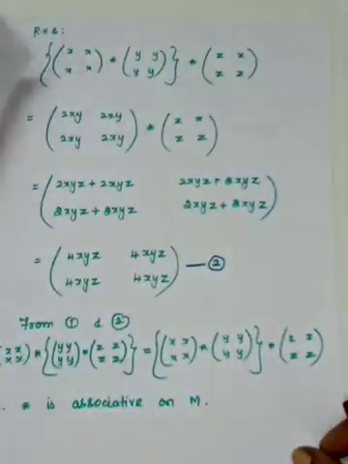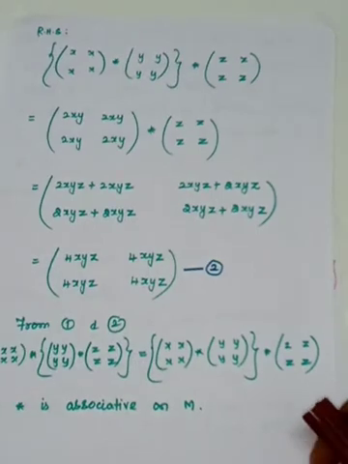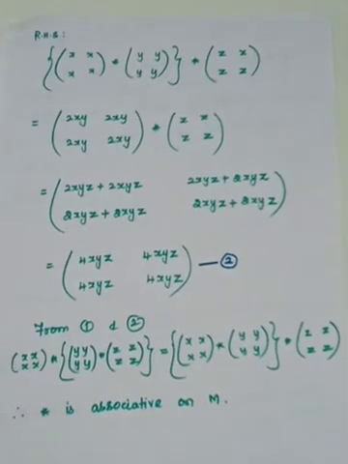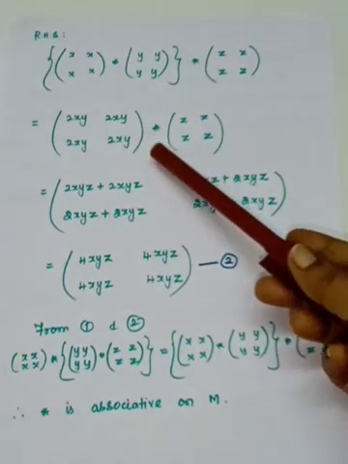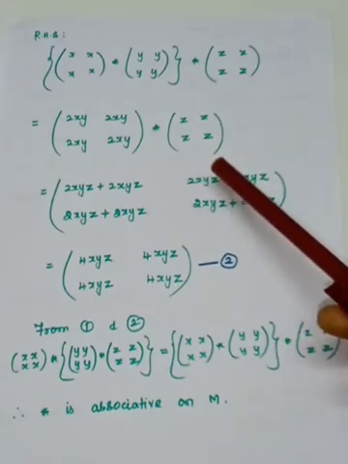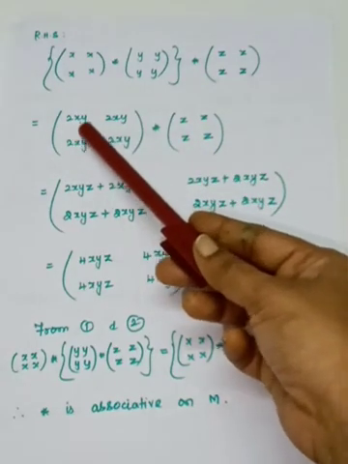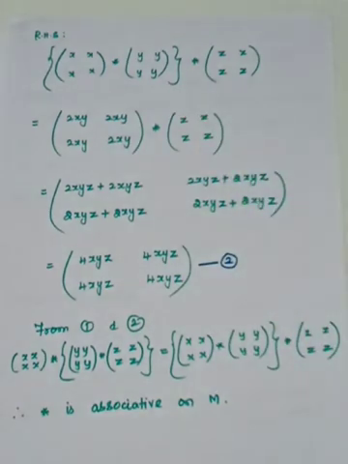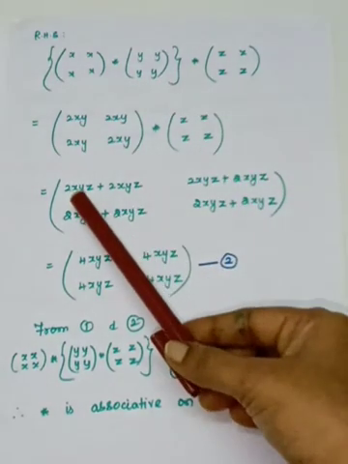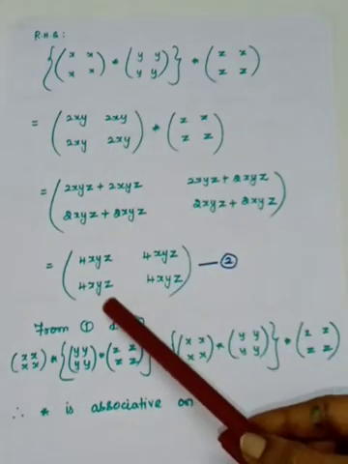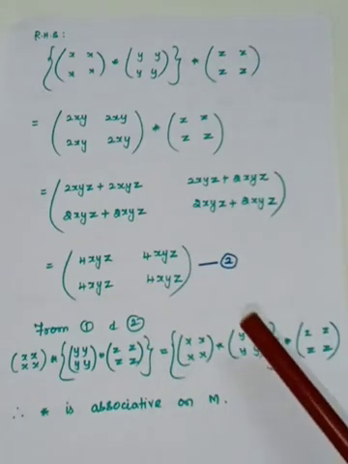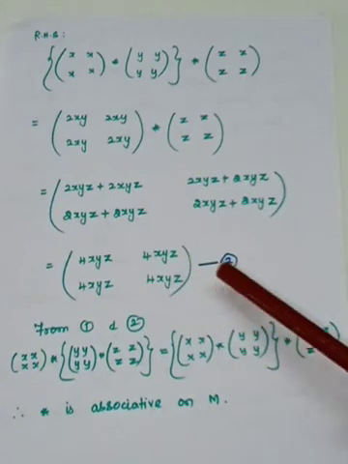Next, what do we have to do? We have to go to the right side. For the right side, the first and the second matrix have to be associated first. Because asterisk is matrix multiplication, you will get the answer as 2xy, 2xy, 2xy, 2xy, asterisk the third matrix, z, z, z, z. So how to multiply? 2xy, first row, first column: 2xy into z is 2xyz, plus 2xy into z is 2xyz. So the answer you are getting is 4xyz, 4xyz, 4xyz and 4xyz. So you call this 2.